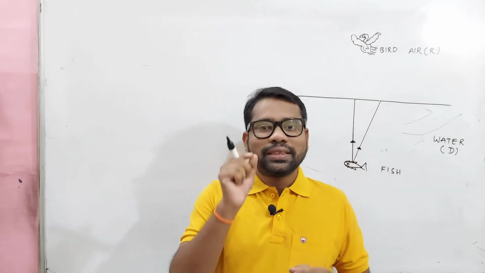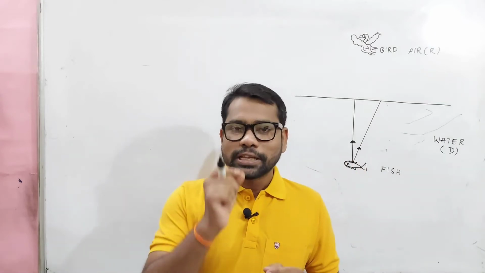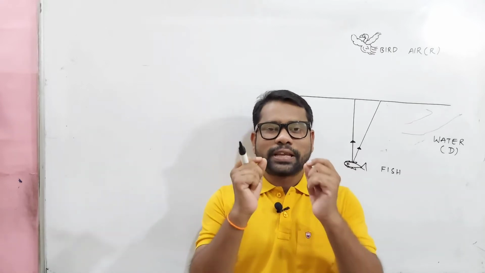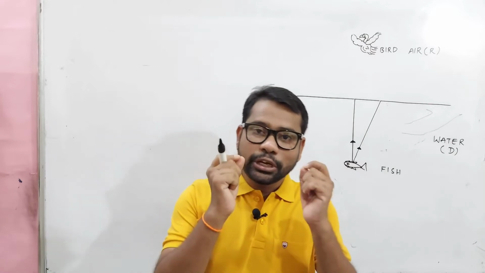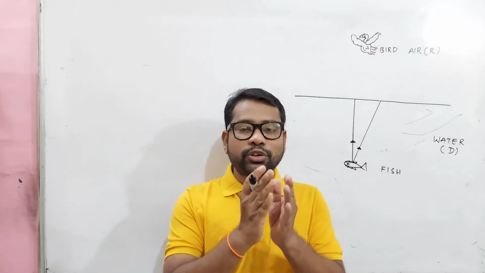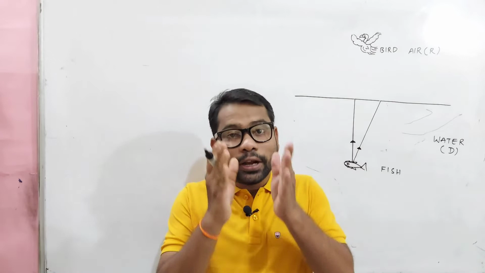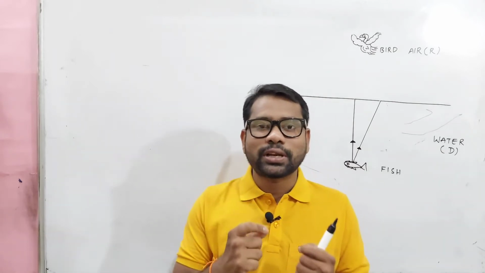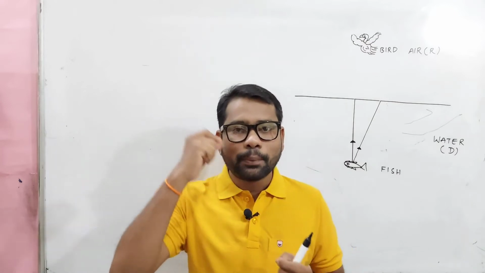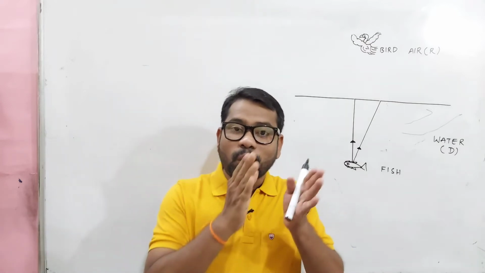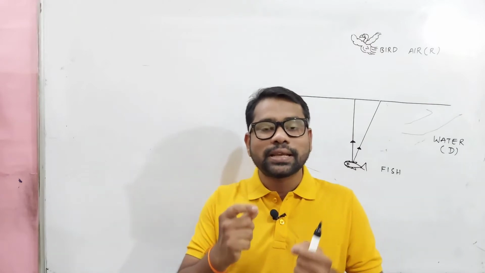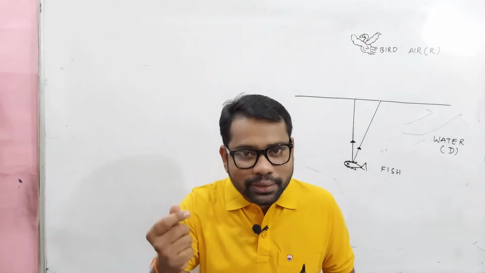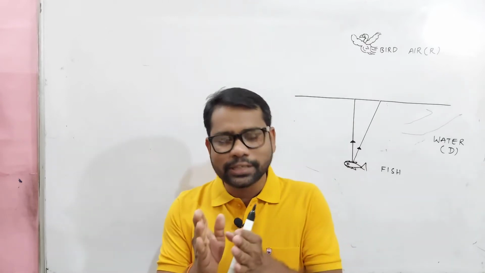Hello children, in this video we will be discussing the simple applications of refraction. So children, once again, refraction means we need to understand what is an optically denser medium and what is an optically rarer medium. Children, the medium in which light travels faster when compared with the other medium is called optically rarer, whereas the medium in which light travels slower when compared with the other medium is called optically denser medium.